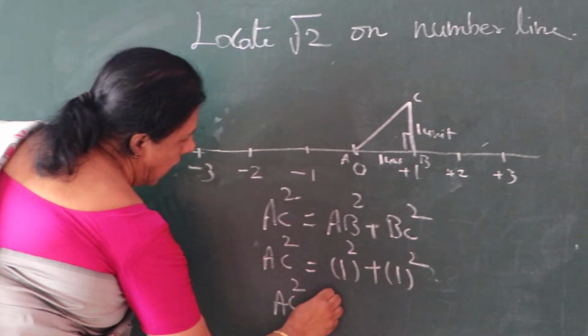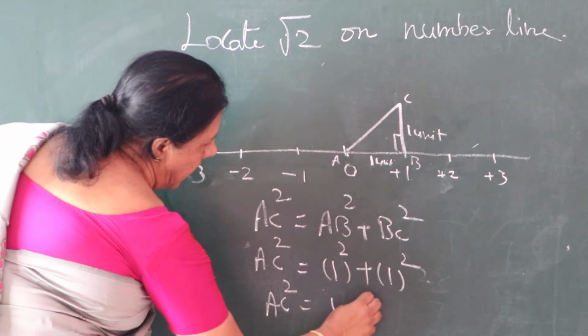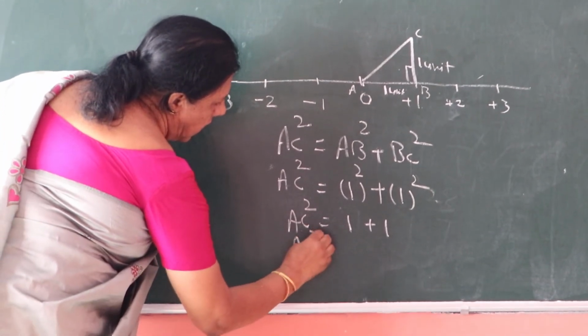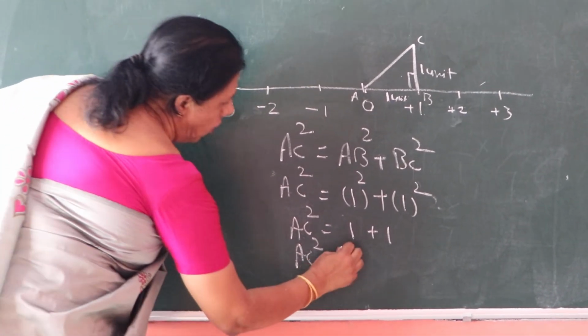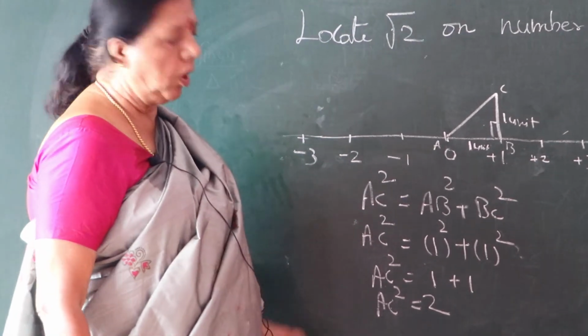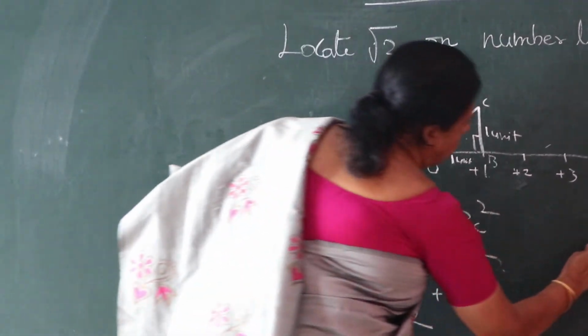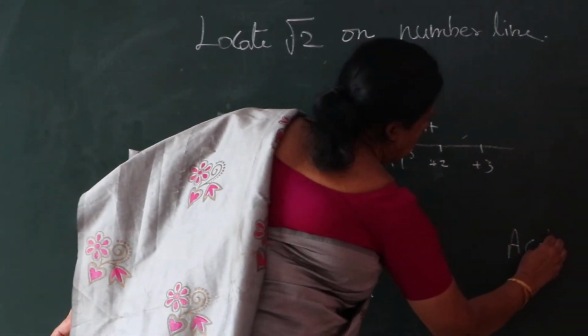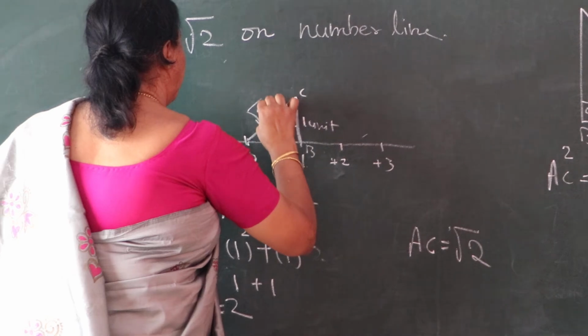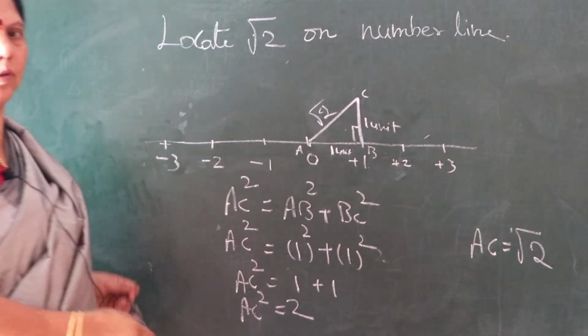AC square, 1 into 1, 1 plus 1 into 1, 1. AC square is equal to 2. So removing the root, therefore AC is equal to root 2. So this is root 2.